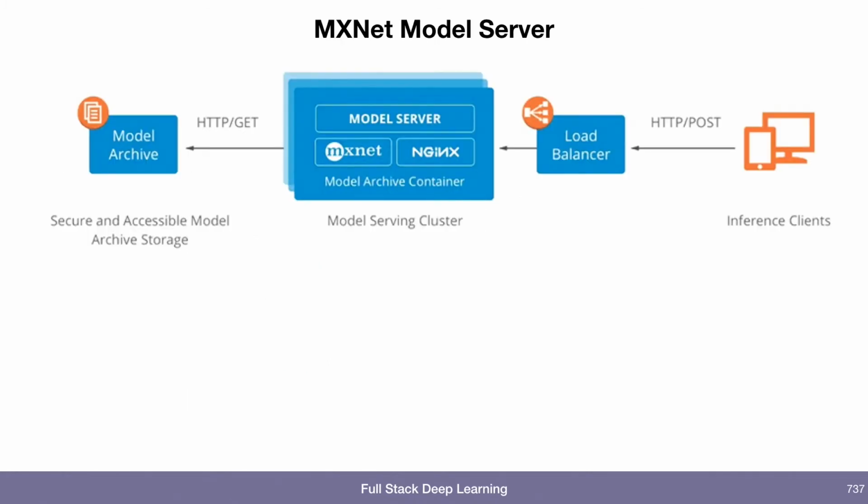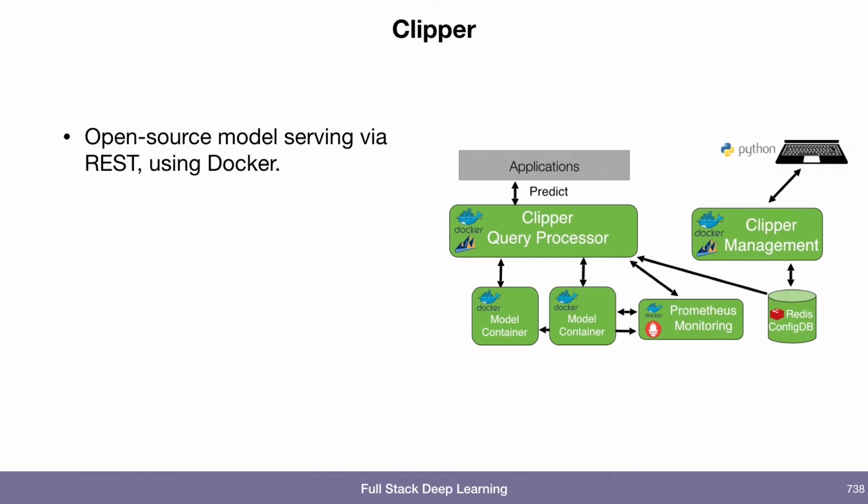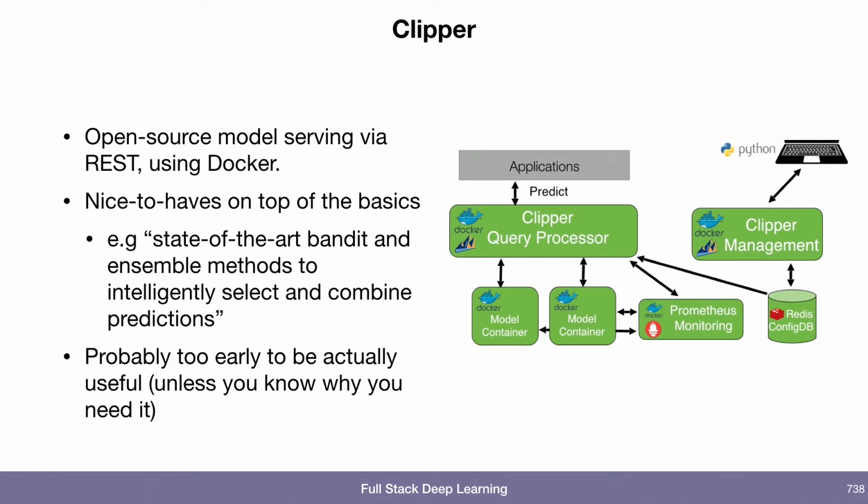So like I said, MXNet is a competitor to TensorFlow and PyTorch and other things like that from Amazon. So SageMaker uses that. Clipper is an open source project here at Berkeley. It has nice-to-haves like state-of-the-art bandit and ensemble methods to intelligently select and combine predictions. So that might be interesting things like maybe you run an input, you run inference in multiple models, and then you have something on top of that to combine them. So if you know you need it, then it's there. I would assume that you don't need it at first.